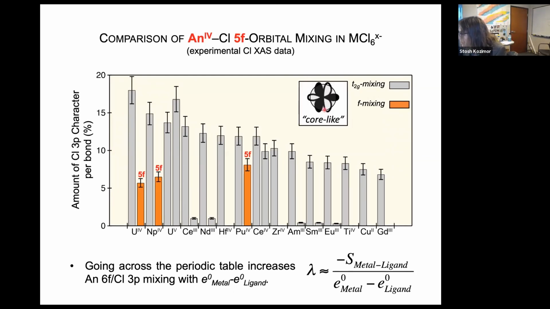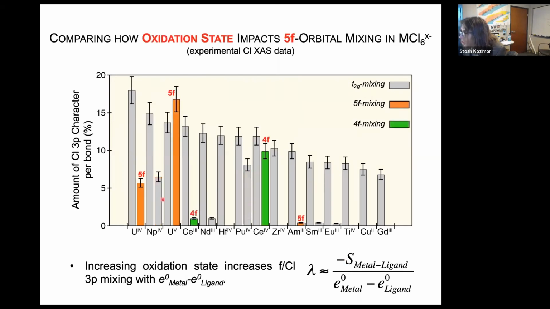Sorry, I should have told you this. That's because these things are core-like. The numerator is not important. You can turn on covalency to a more extensive case by changing the oxidation state of the metal. Look at this, 5F, uranium-4. 5F, uranium-5. Cerium-3, 4F, cerium-4, 5F. Americium-3 is going to be small.